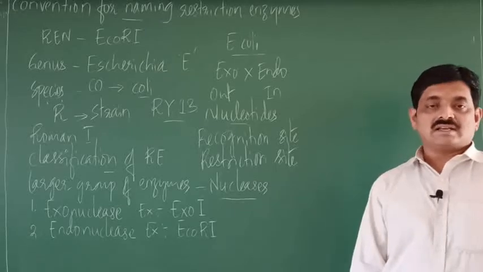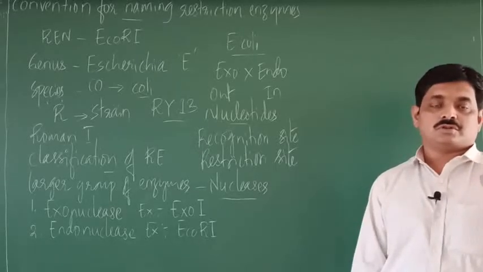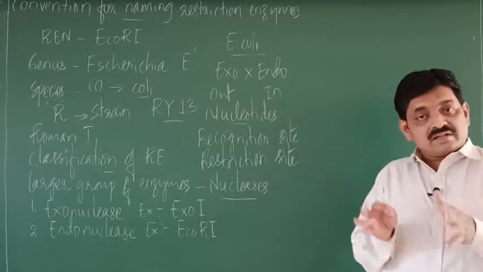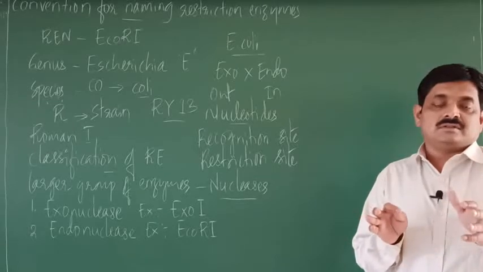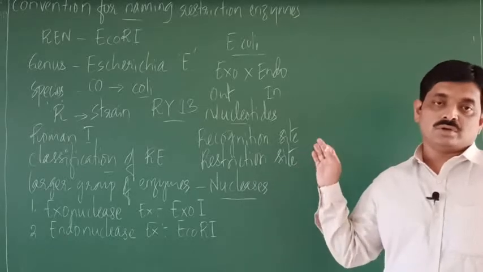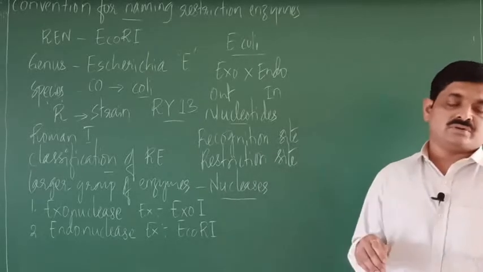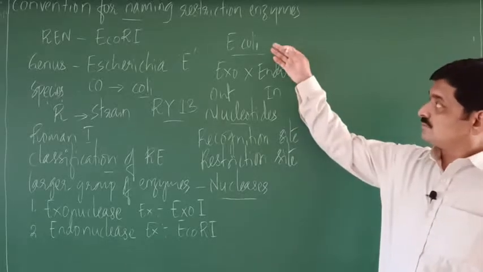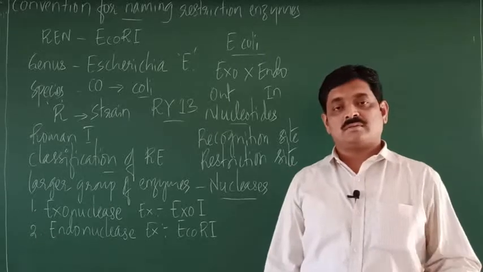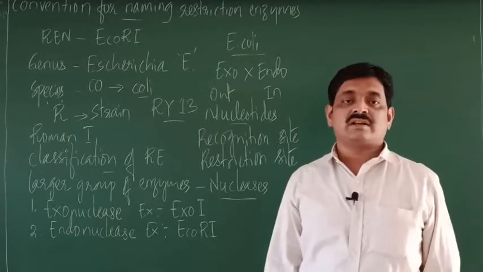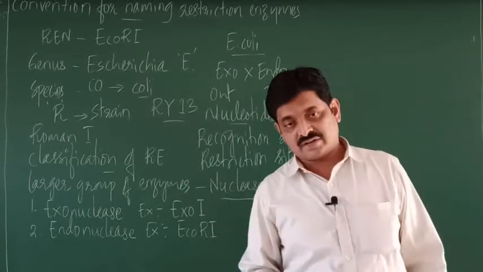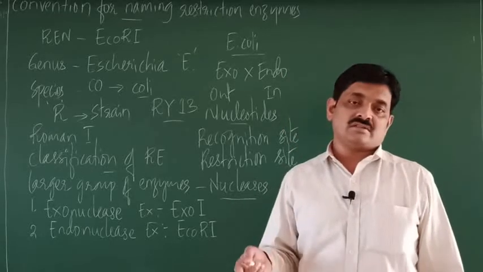So the nucleases which act at a specific site within the DNA, they cut at a specific point within the DNA. It is called endonuclease. And the examples of endonucleases: one is EcoRI, then HindIII. Those are some examples. Other few examples we shall consider in the coming videos. So that is about the classification of restriction enzymes.